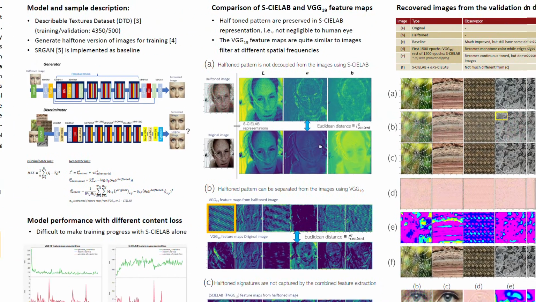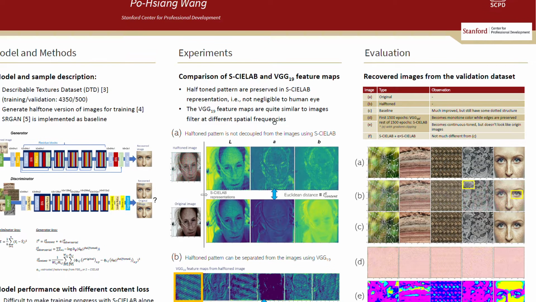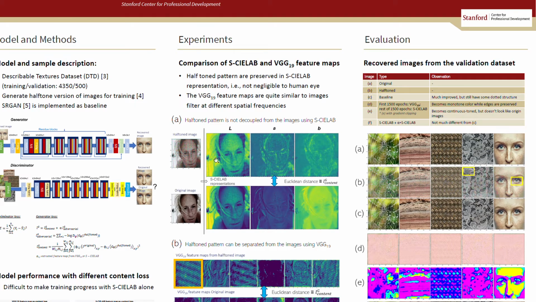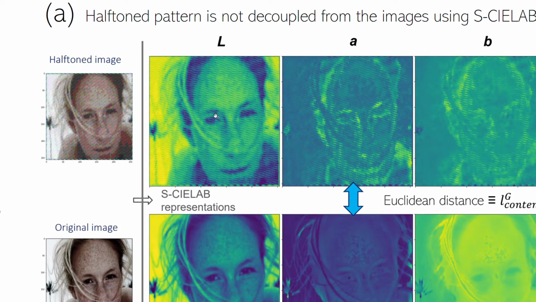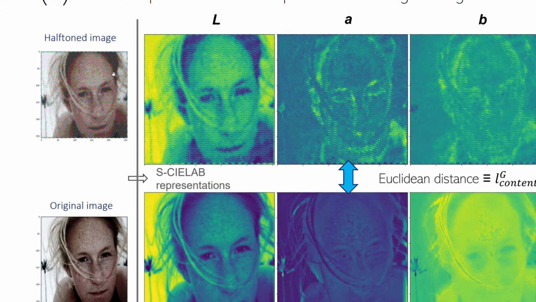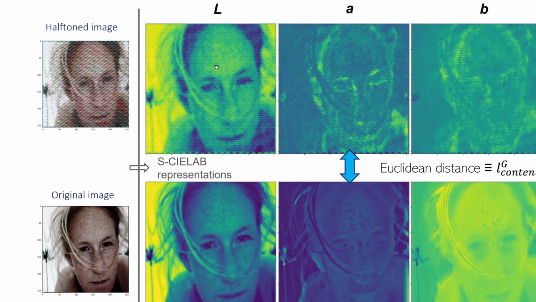To understand why S-CIELAB is not a good feature extractor, I compare the feature maps of the given images. It turns out that the half-toned patterns are well preserved in S-CIELAB, which means that these patterns are actually important to the human eye. However, we can see that in the half-toned images, the patterns are not perfectly decoupled from the original images.